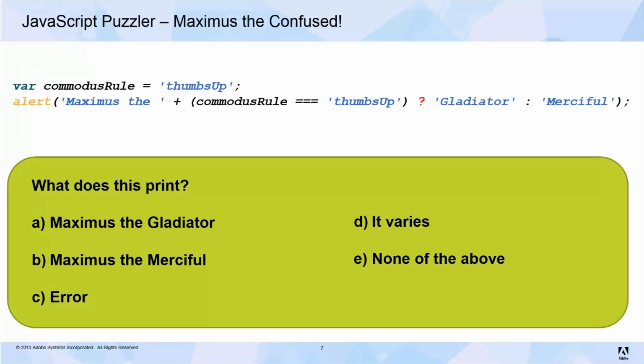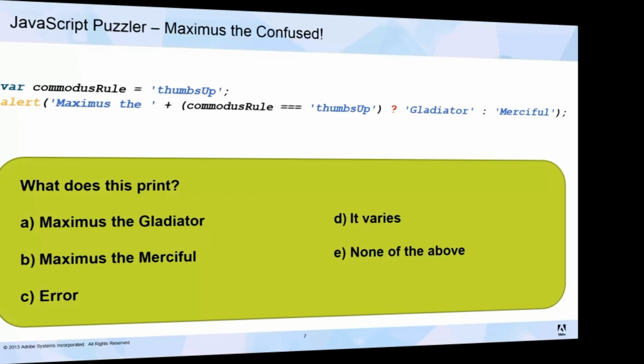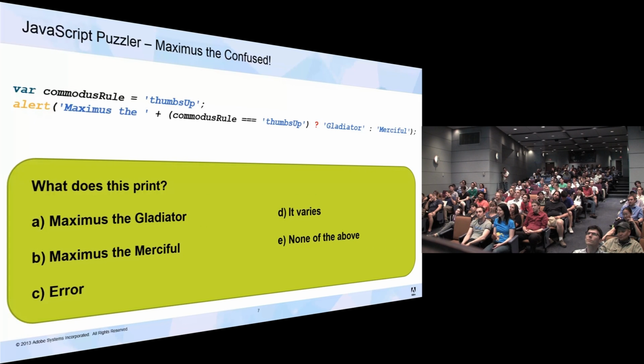So let's take a vote. Did you come up with an answer? Raise your hands if you think it's A. Two people? B? About equal. C? About equal as well. D? Or E? It's the bulk of people.